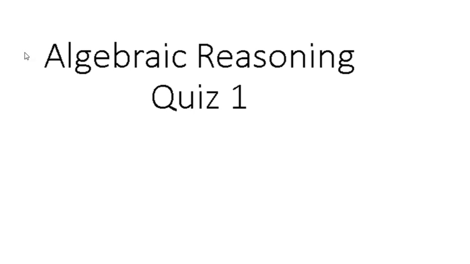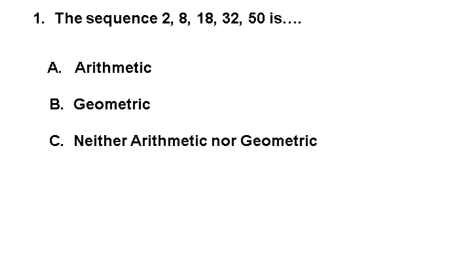Algebraic reasoning quiz number 1. We had a quiz last week, and we're going to go over these 6 problems. The sequence 2, 8, 18, 32, 50 is A, arithmetic, B, geometric, C, neither arithmetic nor geometric.